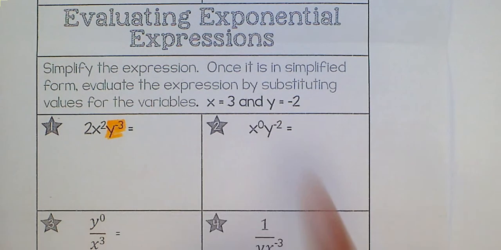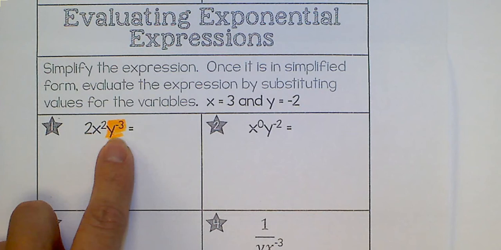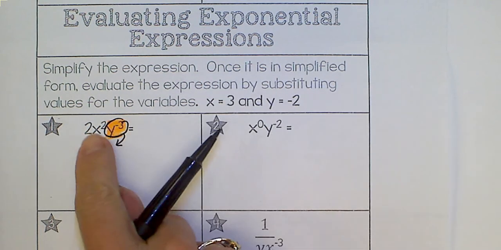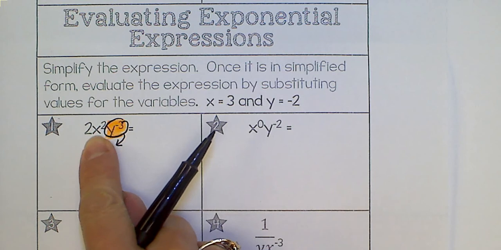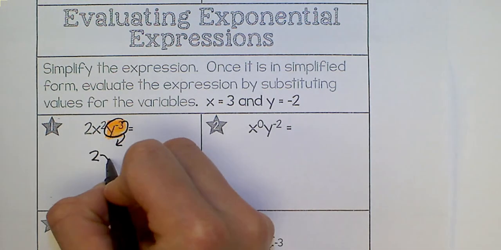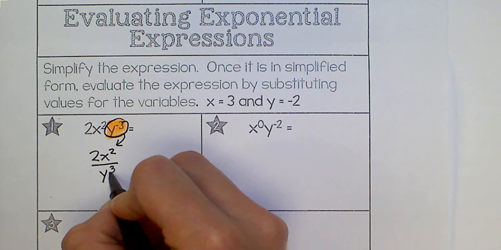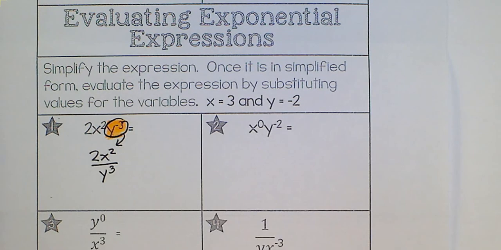of operations. So the first thing we're going to do, highlight, and then this is going to move underneath of these two. Now, because the 2 and the x squared aren't highlighted, we don't do anything with them. Just leave them alone. So we have 2x squared over, so y to the negative third, the reciprocal, is going to be y to the positive third. Now, we can plug in 3 and negative 2.